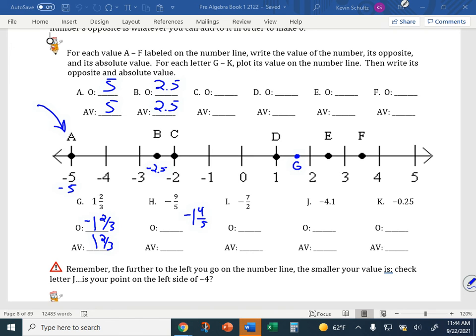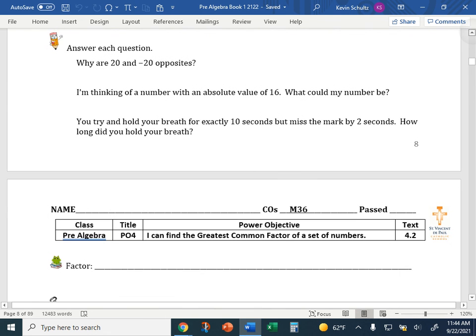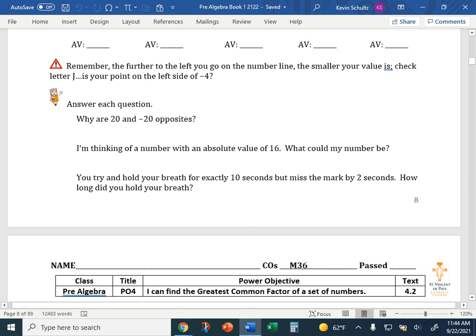Okay, and then down at the bottom, you've got some word questions here. Why are 20 and -20 opposites? And then the second one, I'm thinking of a number with an absolute value of 16. What could my number be? And lastly, you try and hold your breath for exactly 10 seconds, but miss the mark by 2 seconds. How long did you hold your breath?